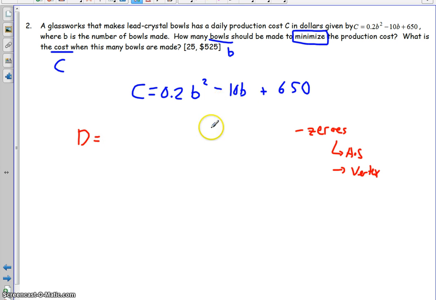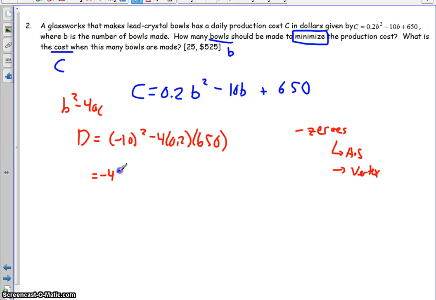So the discriminant, if you do b squared minus 4ac, again, don't get confused with the b here being the independent variable and the b in the coefficient of the b term from standard form. But this is going to be negative 10 squared minus 4 times 0.2 times 650, which if we do a quick calculation on, will tell you that's going to be negative 420. And the fact that the discriminant's negative should remind you that there's actually going to be no zeros.